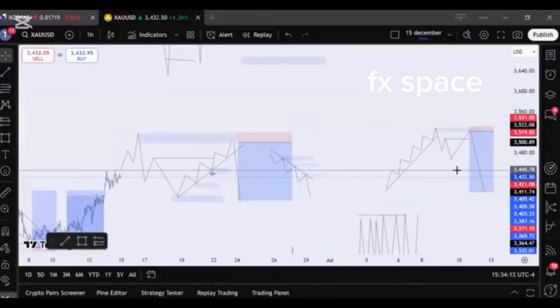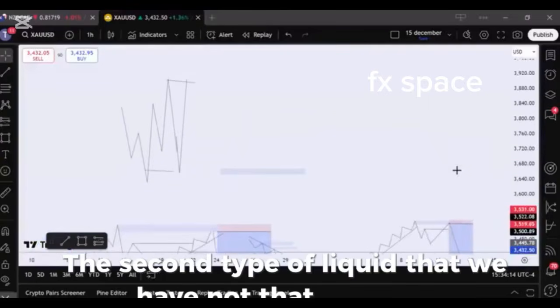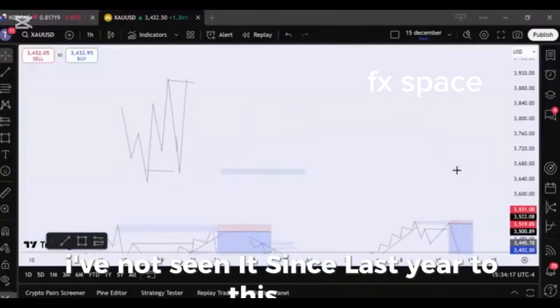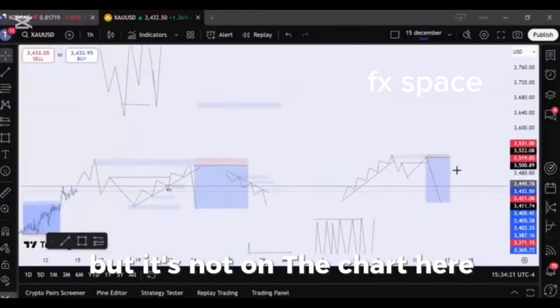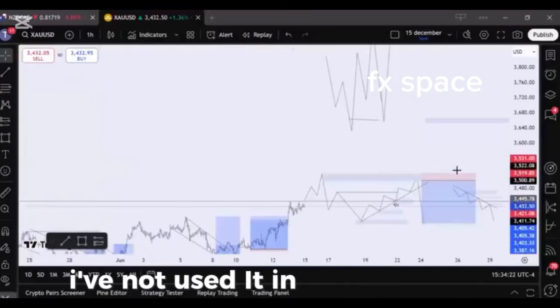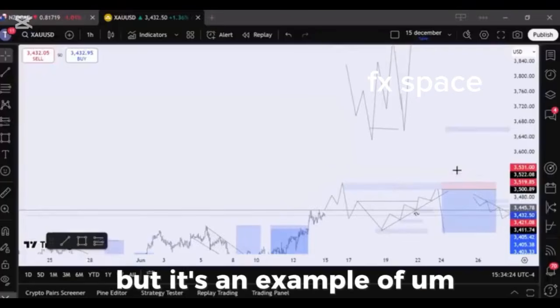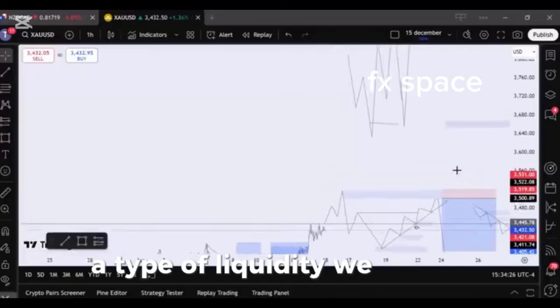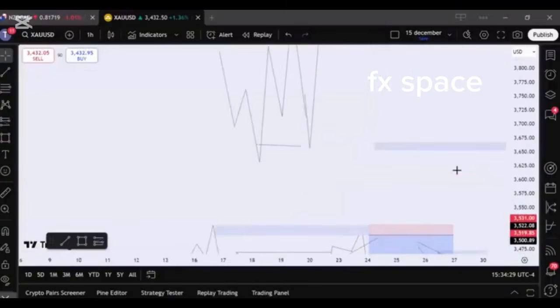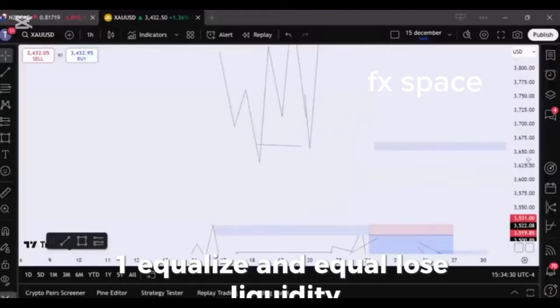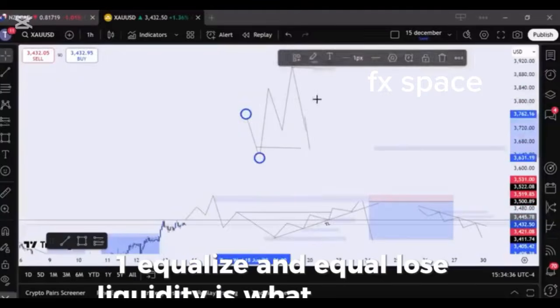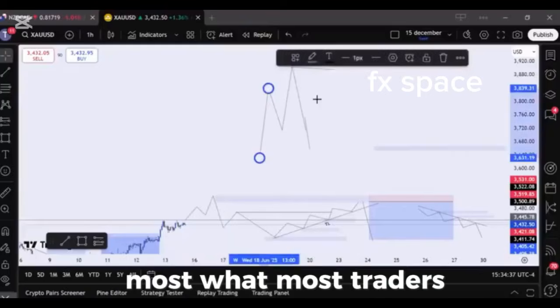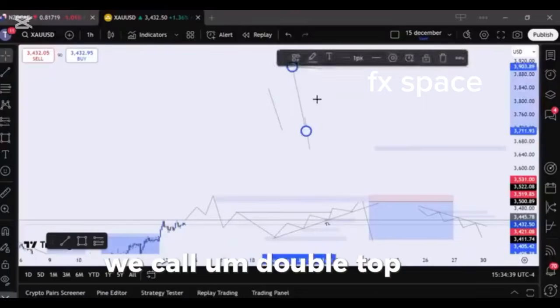Now, second of all, the second type of liquidity that we have, not that common, I've not seen it since last year to this year, but it's also a type of liquidity. But it's not on the chart here because I've not literally seen it. I've not used it in 2 years now. But it's an example of a type of liquidity we have, what you call equal highs and equal lows liquidity. Now, equal highs and equal lows liquidity is what most traders call double top and double bottom.